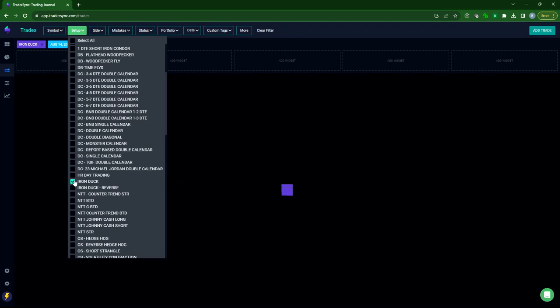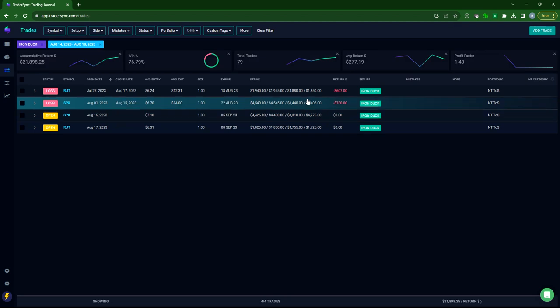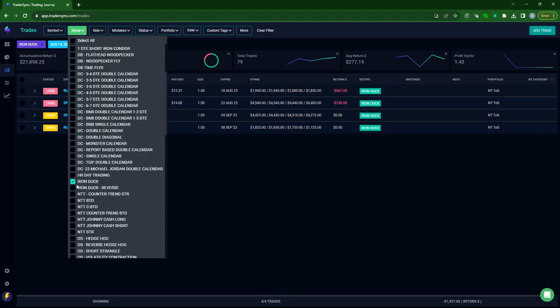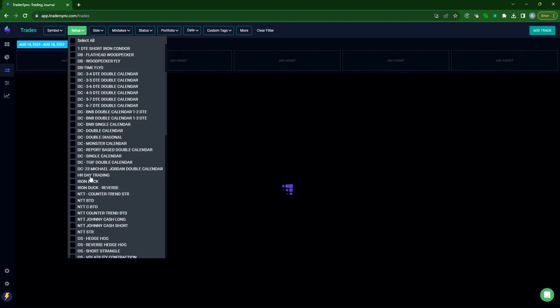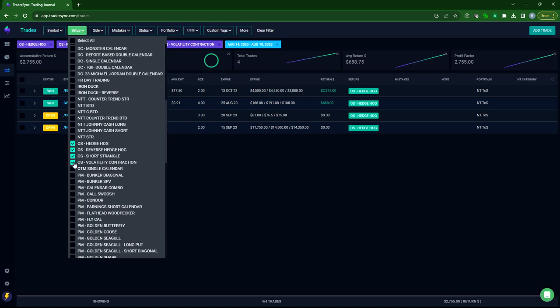Iron Ducks got smoked out on a couple ducks, one in RUT for 6.07, one in SPX for 7.30. No NTT. Option selling, some really good profits in our option selling.